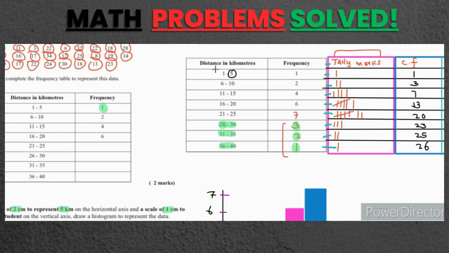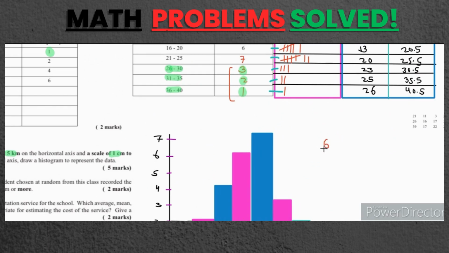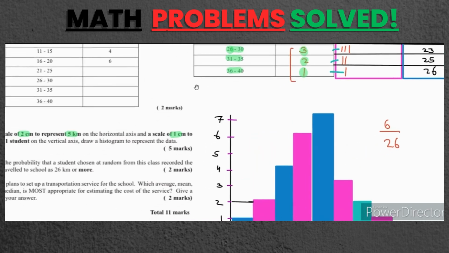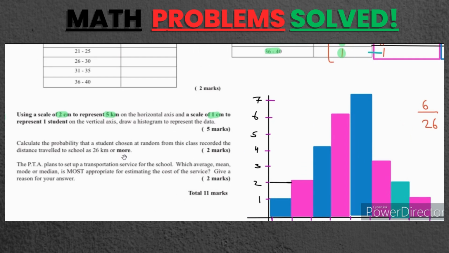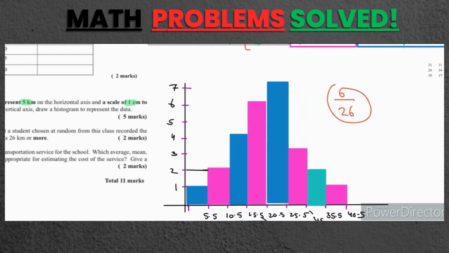There are 6 students, right? And what's the total number of the students? The total number of the students is 26. So the probability that the students covered the distance 26 km or more is 6 over 26, right? And if we use a calculator to divide 6 by 26, it will be 0.2307. That's the required probability, right?